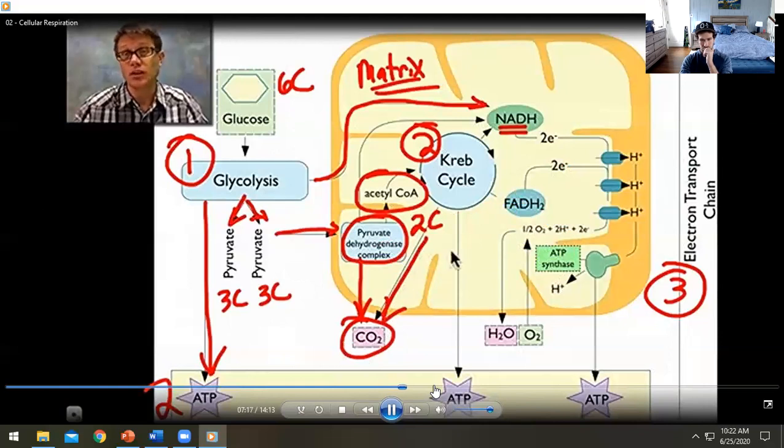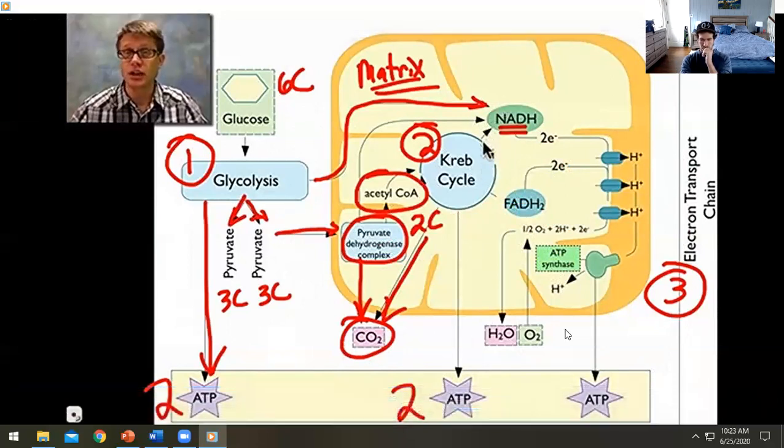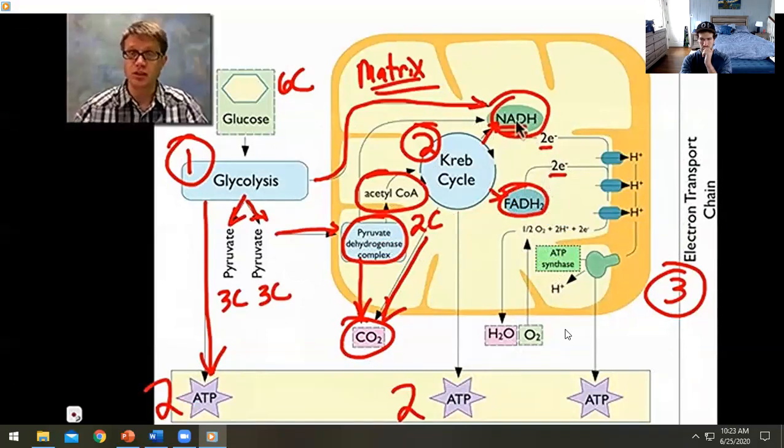What else are we producing in the Krebs cycle? You can see here that we're producing a little bit of ATP, 2 ATP, but we're also adding energy, again, to NAD, and we're adding energy to its friend, we'll call this FAD. And so what do NAD and FAD have? They have these high energy electrons, and they're going to carry those electrons to the third step, which is the electron transport chain.